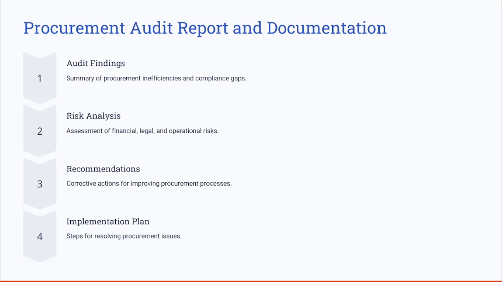Finally, you have to have an implementation plan. The implementation plan contains the steps for resolving the procurement issues or implementing the recommendations. Again, recommendations are corrective actions to improve the procurement processes and cover the inefficiencies found during the audit. The implementation plan ensures that there are actual, real steps that will happen to resolve these recommendation issues.